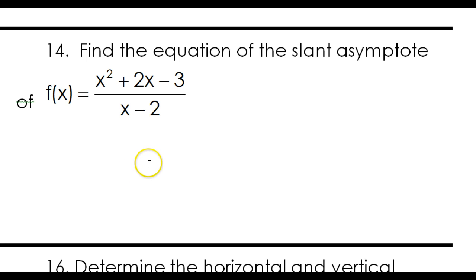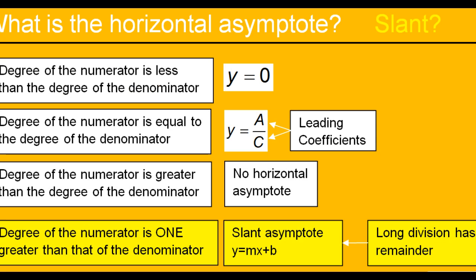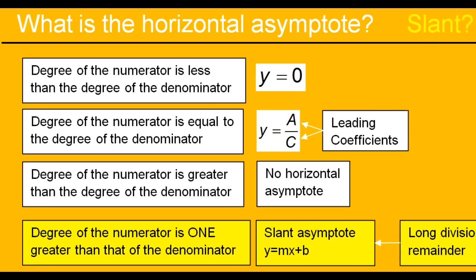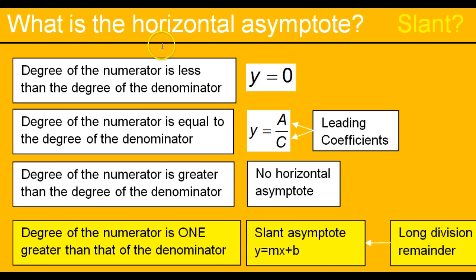In this video, we're going to find the equation of the slant asymptote of a rational function such as this. Well, remember the rules. If you're going to talk about horizontal asymptotes, first of all, if the degree of the numerator is less than the denominator, then you're going to have a horizontal asymptote y equals 0.